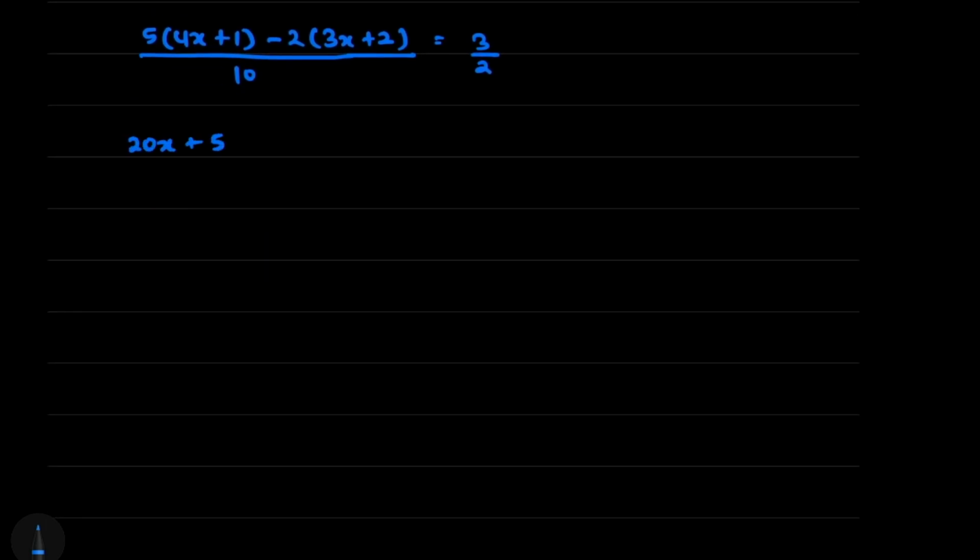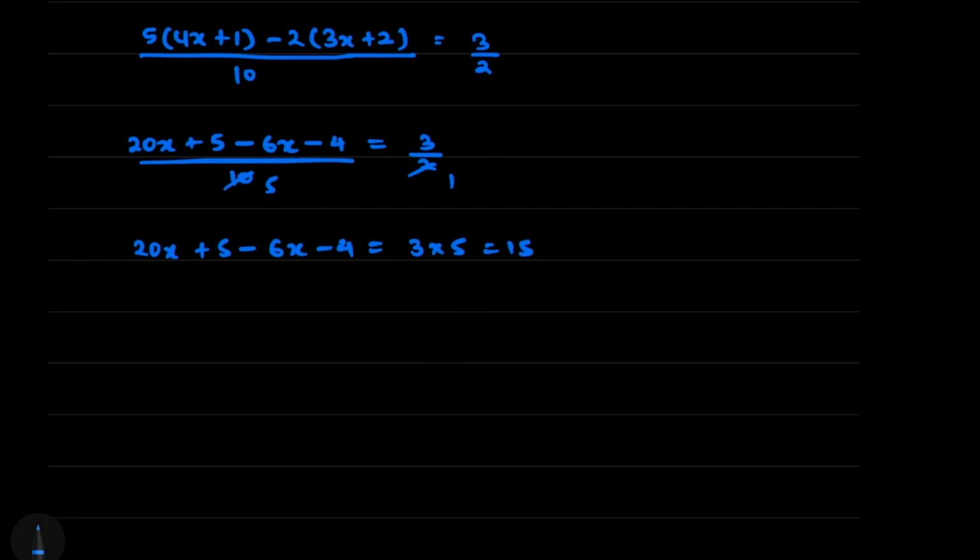20x plus 5 minus 6x minus 4 by 10 into 3 by 2. We can cancel this out. 5. So we have 20x plus 5 minus 6x minus 4 is equal to 3 into 5, that is 15. We'll now collect the terms of x.